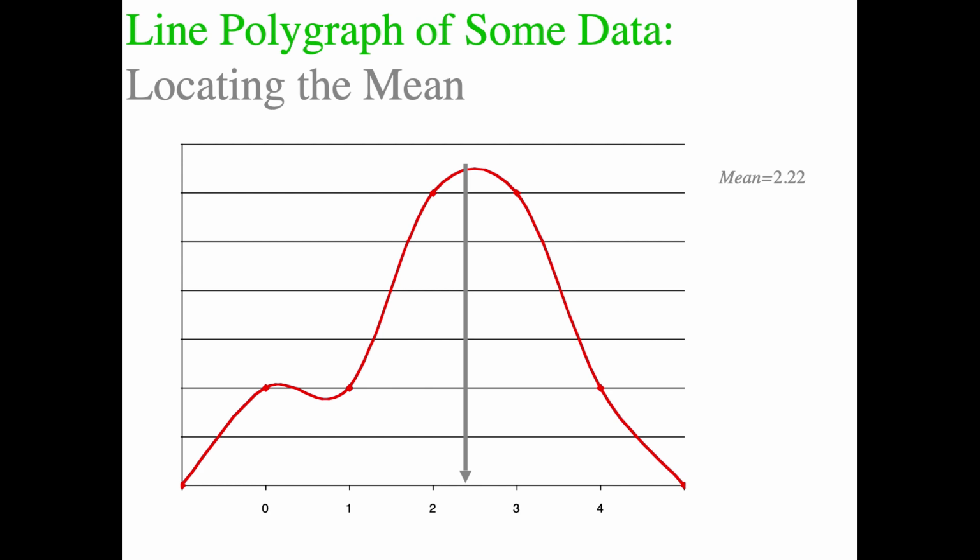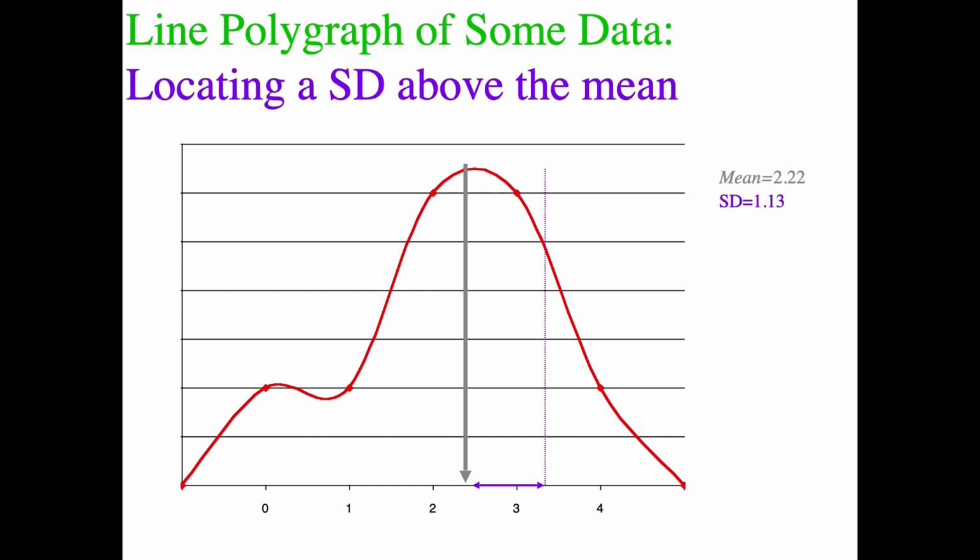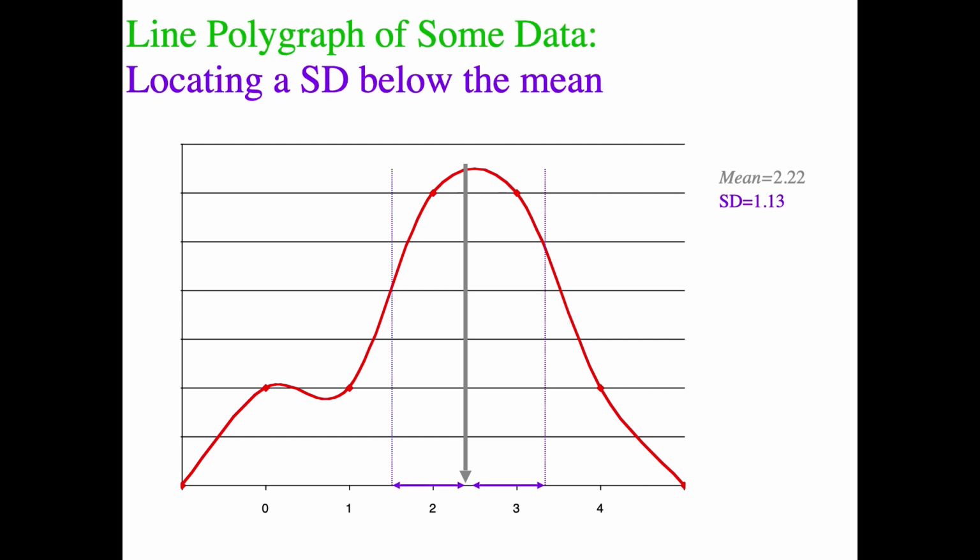2.22. But my measure now of standard deviation is telling me how much it spreads out away from that mean of 2.22. It turns out for these numbers, the standard deviation is 1.13. So if I draw a line that's 1.13 units higher than a mean of 2.22, you can see that's where I've drawn that little thin purple line. That's about a standard deviation above the mean. If I subtract 1.13 from the mean of 2.22, you can see now I have another purple line on the left, and that's one standard deviation below the mean.